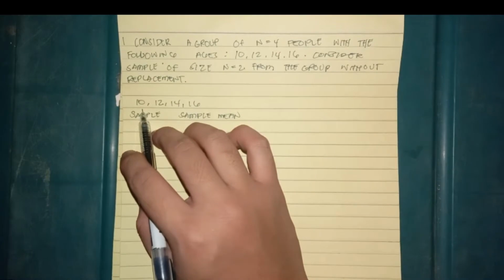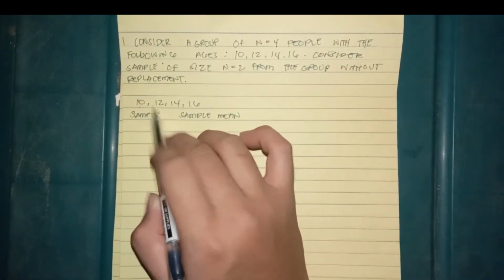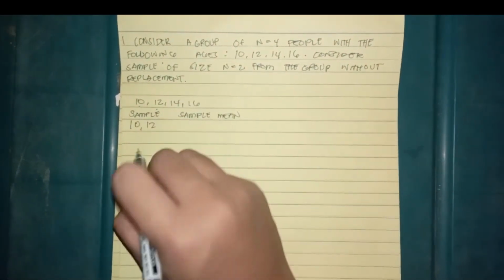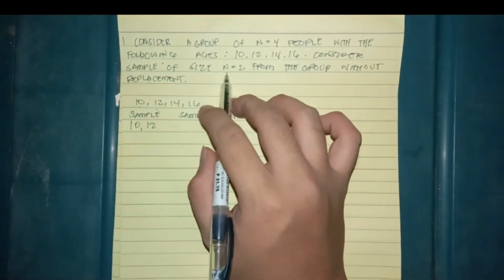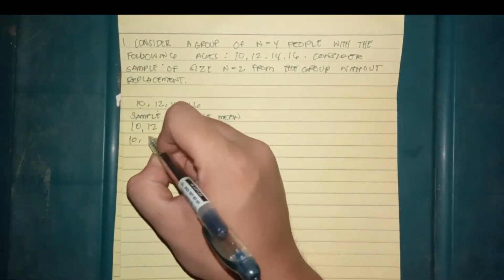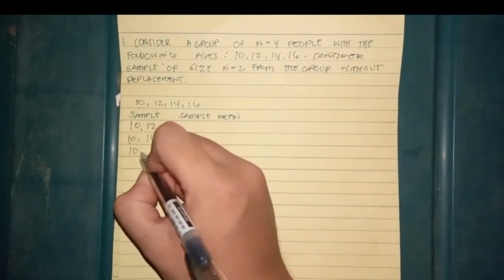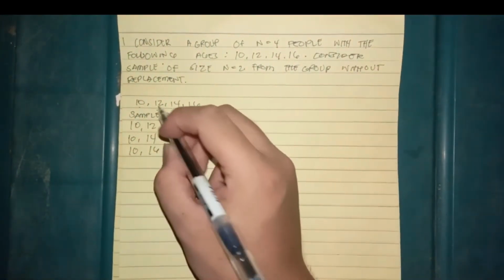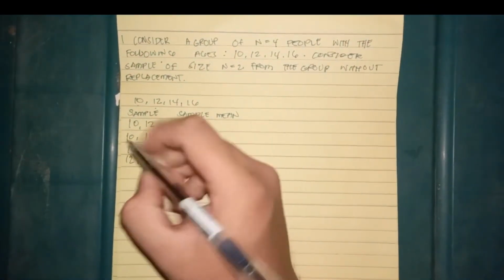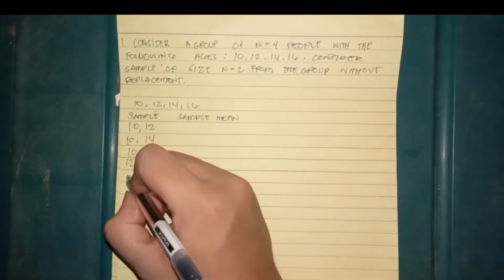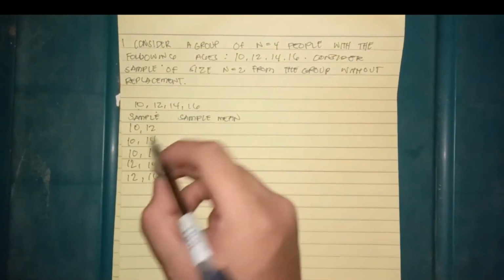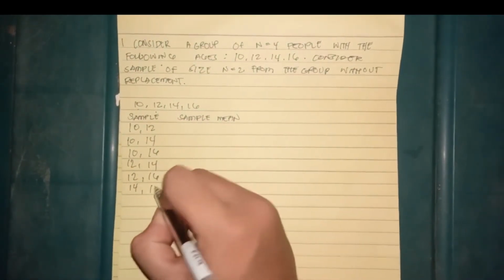Unang gawin natin, para hindi tayo madalian, lagi tayo mag-uumpisa sa una. Parang ganito: 10 and 12. Lagi lang tig-dalawa kasi size n is equals to 2. Next, 10 and 14, 10 and 16. Dahil lahat na yan, sunod naman is 12 and 14, 12 and 16, and ang natitirang number is 14 and 16.